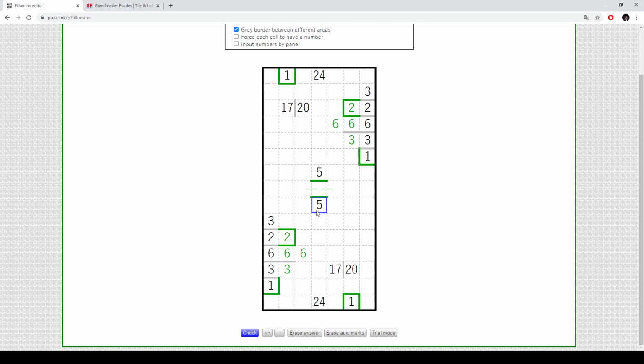And we will use that later. Okay, so now what? So I know that this has to be a 17, 20, or 24. This has to be another one of those, and this one has to be the third one. So let's take a look right here.